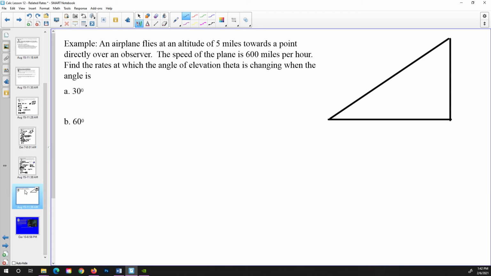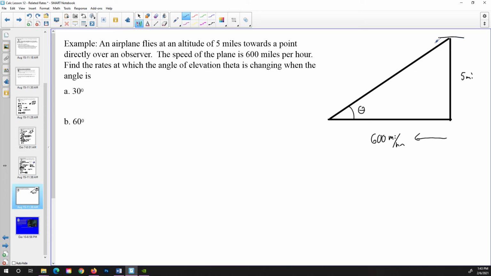Last one. An airplane flies at an altitude of 5 miles towards a point directly over an observer. The speed of the plane is 600 miles per hour. Find the rates at which the angle of elevation theta is changing when the angle is A, 30 degrees, and B, 60 degrees. All right, so let's write down some things that we got. We know that this is 5 miles, and we know that this value is changing at a rate of 600 miles per hour, and we know that this is going to be our theta.